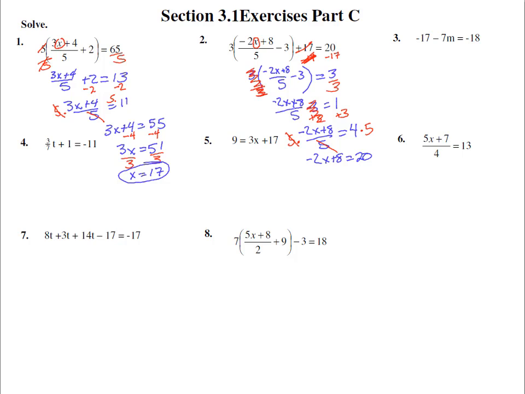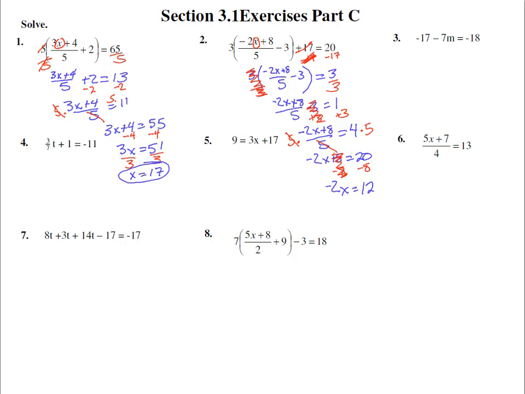Oh good, look, the problem is starting to get down to a manageable size. How do we undo a plus 8 on the left-hand side? We undo it with a minus 8. So we subtract 8 from both sides, and on the left-hand side it cancels. Plus 8 and minus 8 go away, and so we are left with negative 2x. And on the right-hand side we have 20 minus 8 is 12.